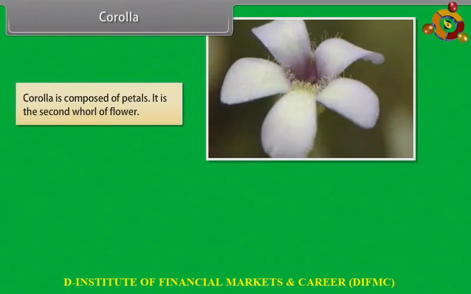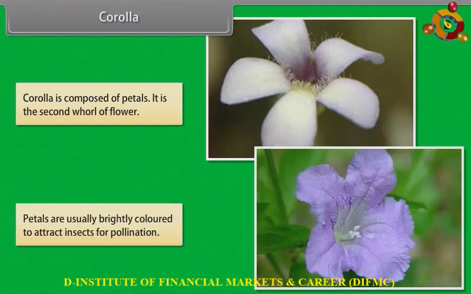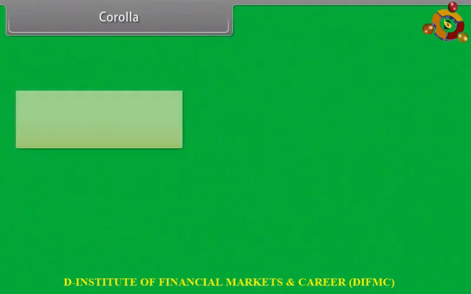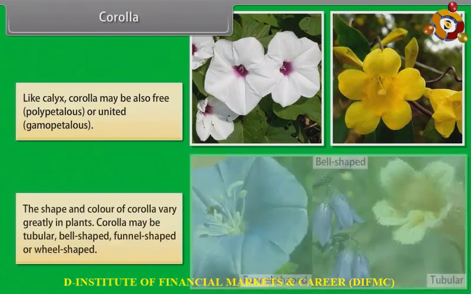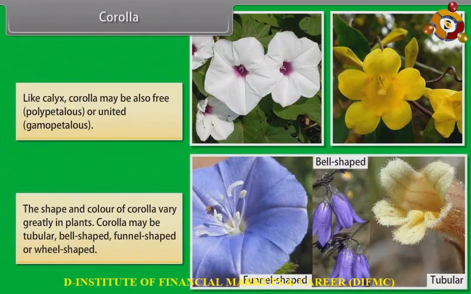Corolla. Corolla is composed of petals. It is the second whorl of flower. Petals are usually brightly colored to attract insects for pollination. Like calyx, corolla may be also free, polypetalous, or united, gamopetalous. The shape and color of corolla vary greatly in plants. Corolla may be tubular, bell-shaped, funnel-shaped, or wheel-shaped.